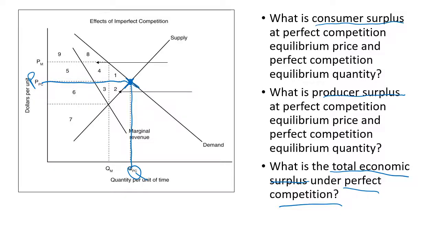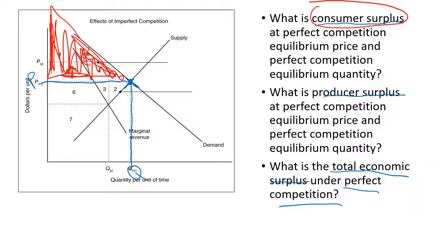In order to find the consumer surplus, we are going to calculate the area for everything that is below the demand curve and above the price line. So in this example, what we have in red here, the area of all of that triangle would be the consumer surplus. For the producer surplus, it is everything that is below the price line and above the supply curve. So everything that I have in green here.